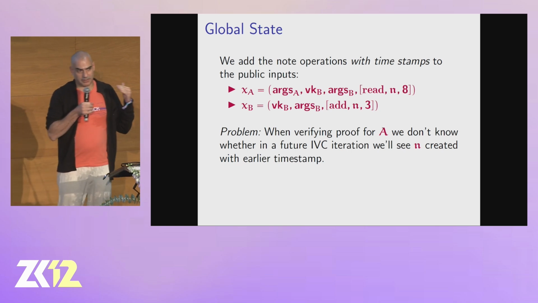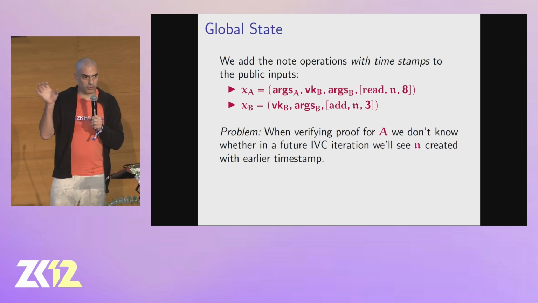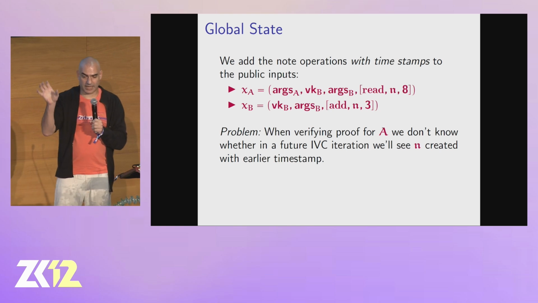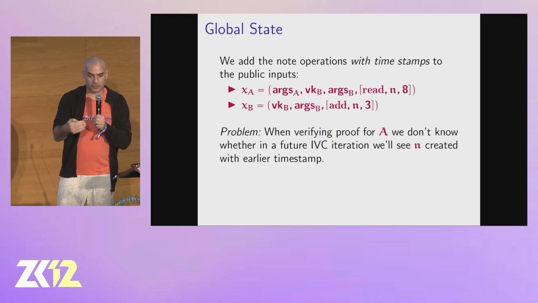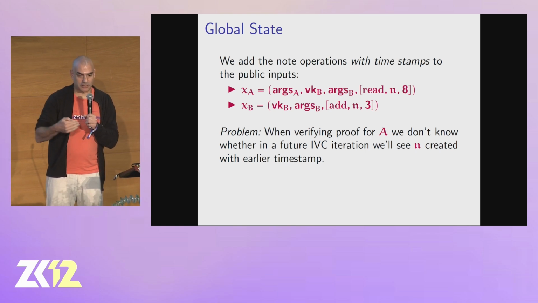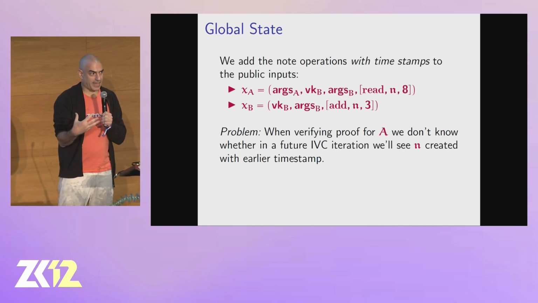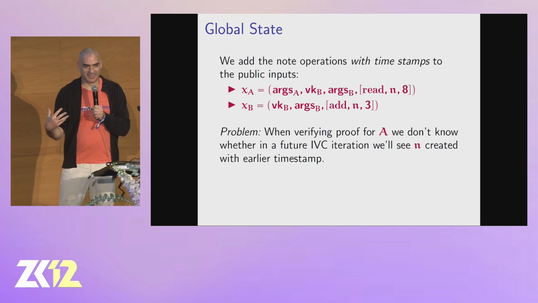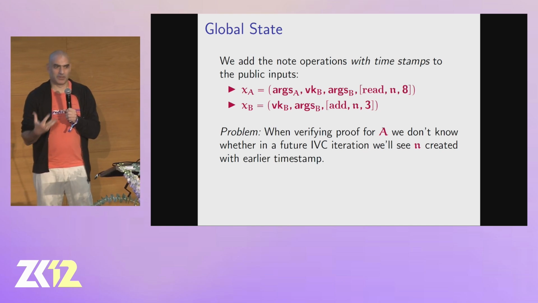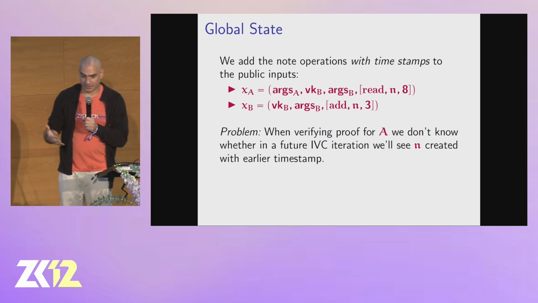And now the problem to deal with is, when we're verifying the proof for A, we see this note operation, read note N at timestamp 8. But while we're verifying this proof, we can't be sure that in some future IVC iteration we'll indeed see the note N created, and moreover created with an earlier timestamp. Right? We don't want to read notes that haven't been created, and we also don't want to read notes at an earlier timestamp than when they were created.